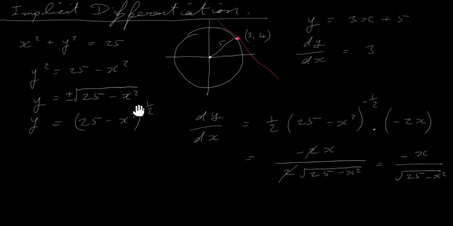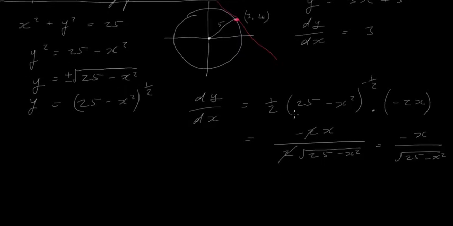Now, if we put our x value in, our x value here was 3. So put 3 in here, our slope will just simply be minus 3 over, you put 3 in here, you get 3 squared, which is 9, from 25 is 16, the square root of 16 is 4. So our slope is minus 3 over 4.